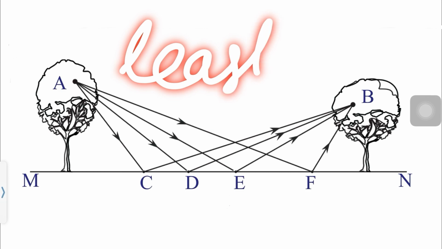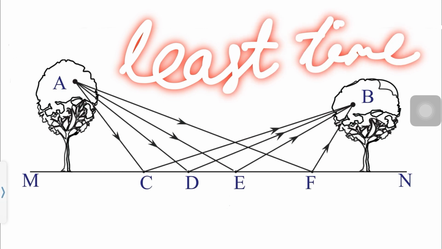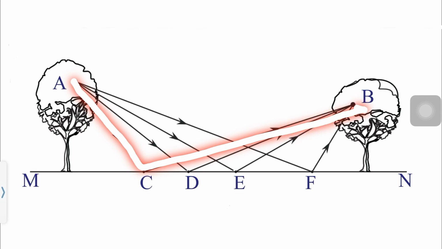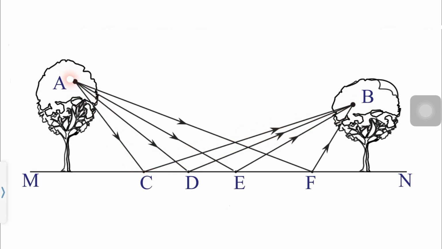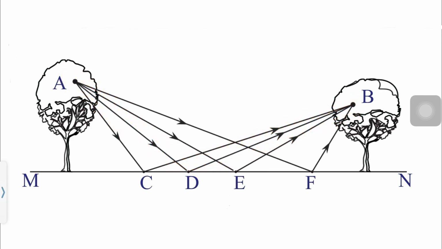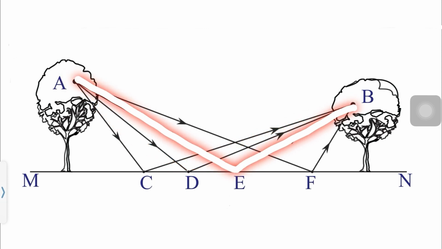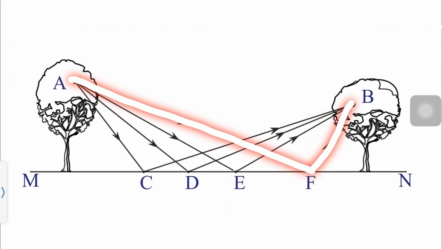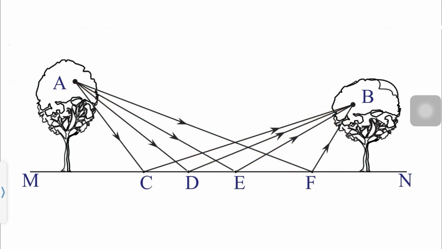But the condition is the crow has to take the least time to go from point A to point B by picking up a grain. Let's say the crow started from A to C to B, A to D to B, A to E to B, A to F to B. But among the four paths in the line MN, which is the least path?